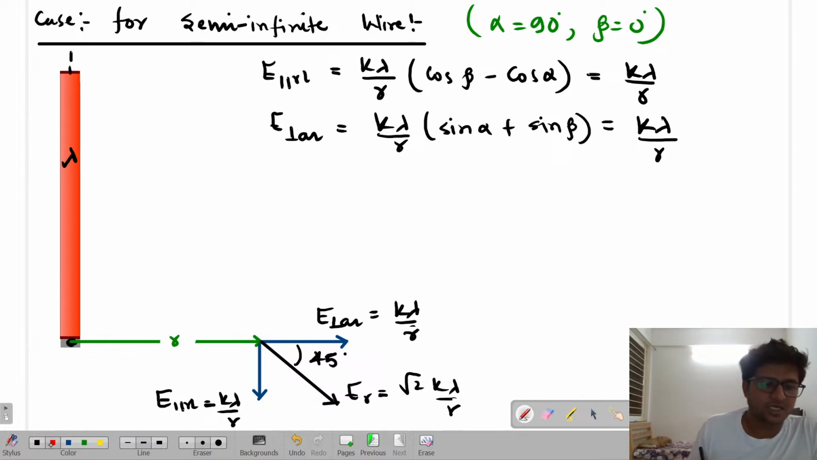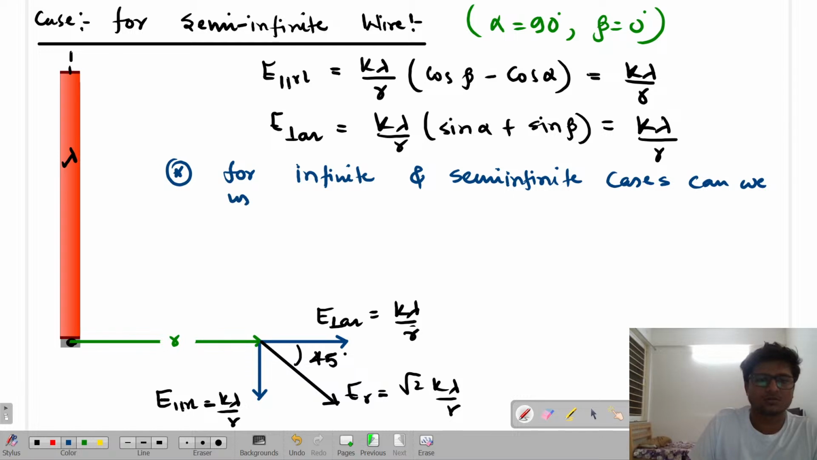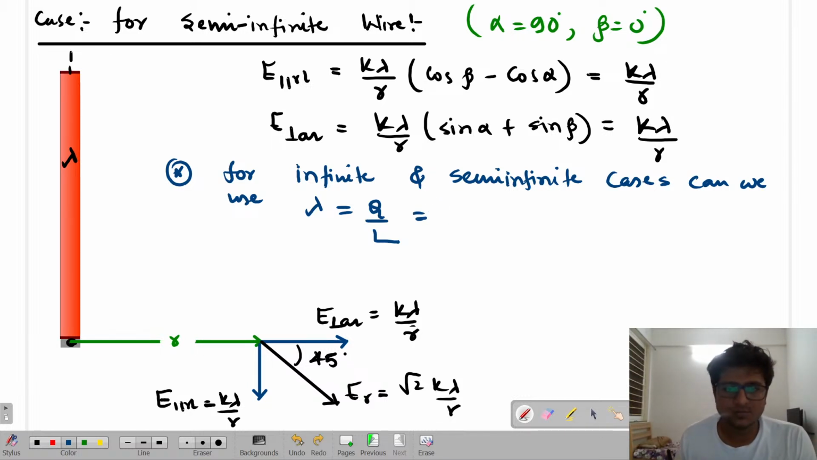Achha, there was one question in your NCERT that for infinite and semi-infinite cases, can we use basically lambda is equal to q by l? बताओ. For infinite and semi-infinite wire, can we use lambda is equal to q by l?